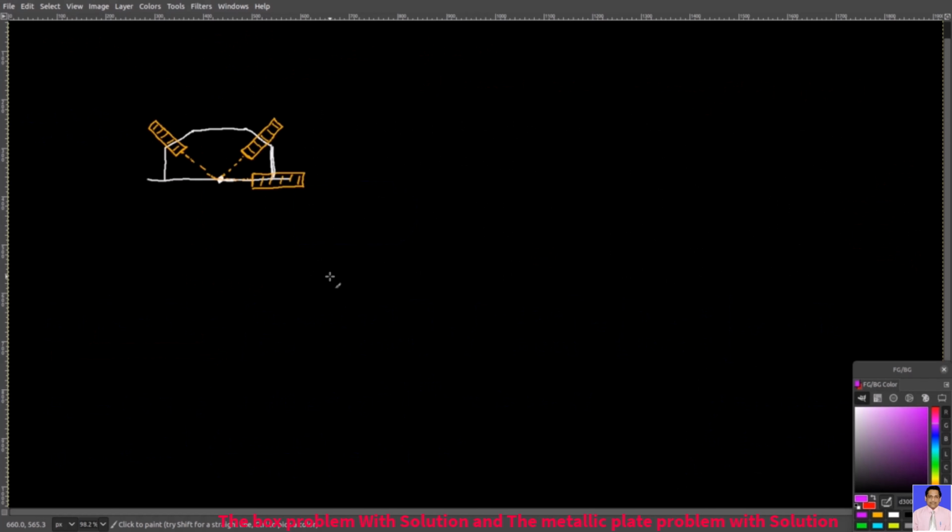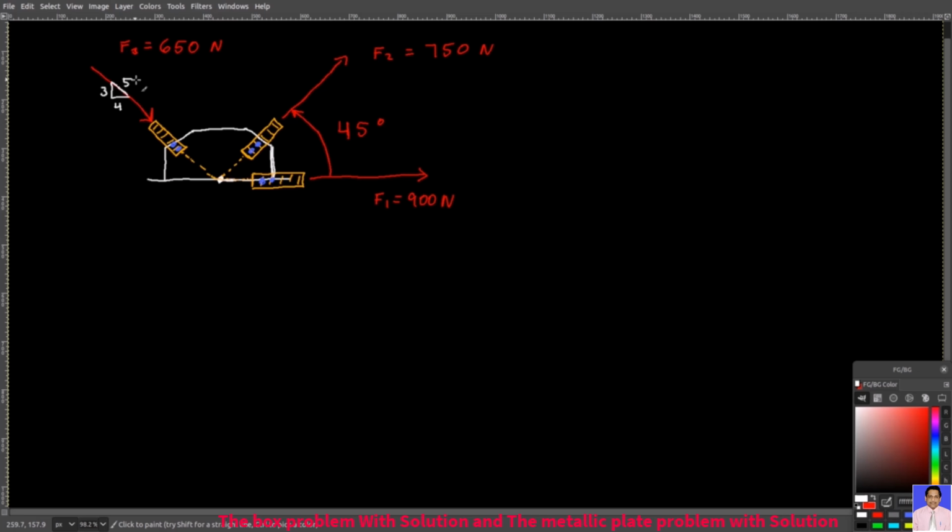Welcome back. I have one more problem here for you. You have a metallic plate here, and then you have metallic bars attached to it, and so you have one force in this direction. Let's call it F1, which is 900 newtons. Then you have another force, F2, that's 750 newtons. And then you have another force here, F3 equals 650 newtons. The angle here is 45 degrees, and here I represent the direction like this.